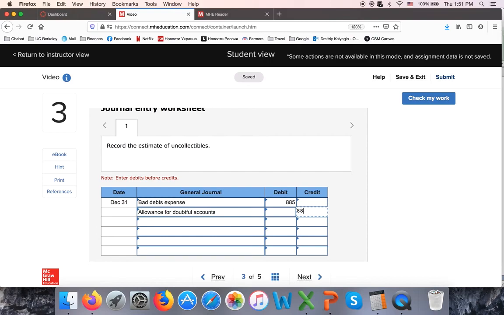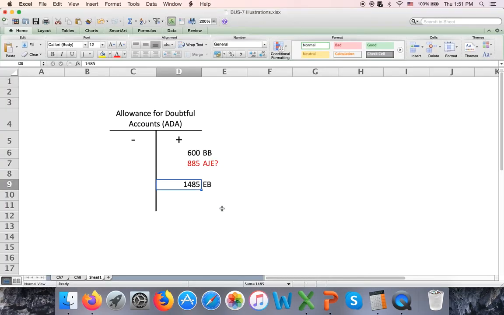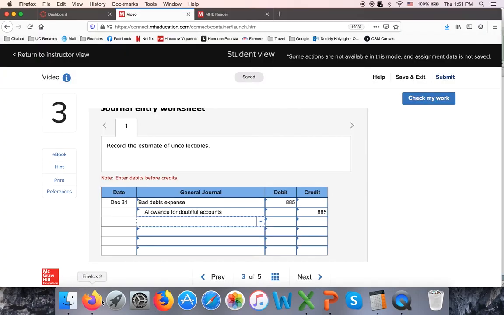ADA credit 885. So look, this is a more precise method because what do I want my bad debt allowance to be? 1,485. I adjust it by 885, and after this adjustment, I get the ending balance. That's how it's going to be reported on the balance sheet. So that's a better method.